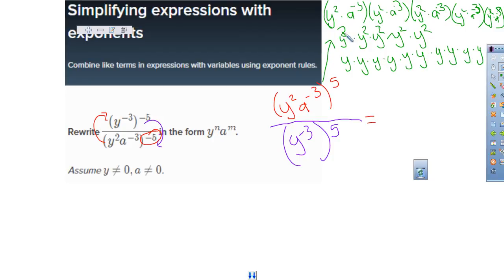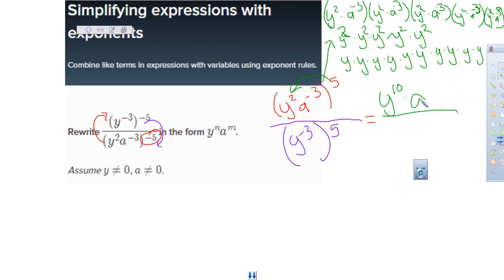Hey, look at that. That is the same thing as 2 times 5. So this is equal to y to the 10th. I can think of this as y to the 10th up here. And what I can recognize is that if I take y squared and raise it to the 5th power, I could have just taken this 5 and distributed it. So y squared to the 5th power means I'm going to have 10 y's. And here I have a to the negative 3 raised to the 5th power, which means I have 5 sets of negative 3.